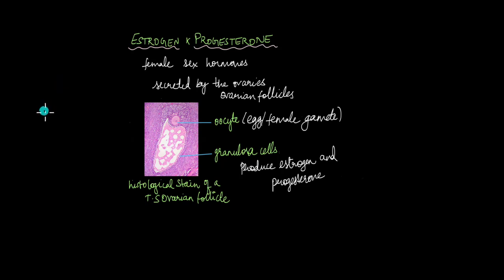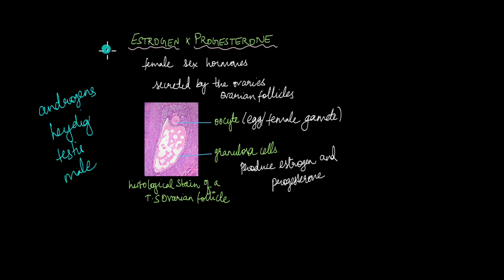In a previous video, we talked about the androgens, the different types of androgens, their structures and their functions, and how they were being produced by the Leydig cells in the testes in males. They are the male sex hormones.